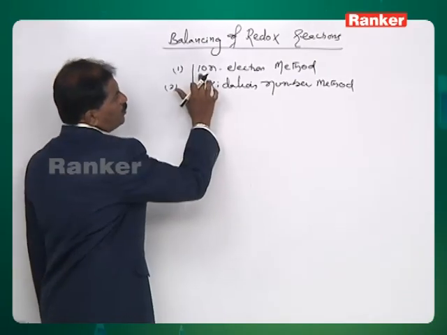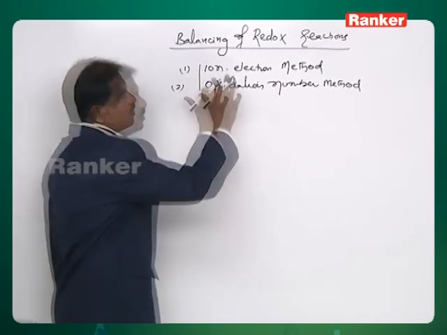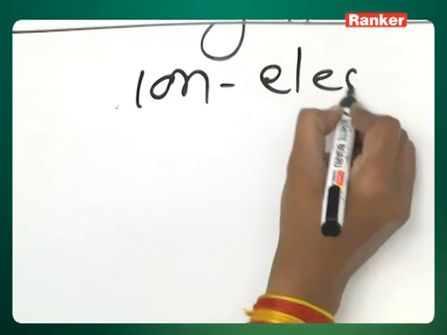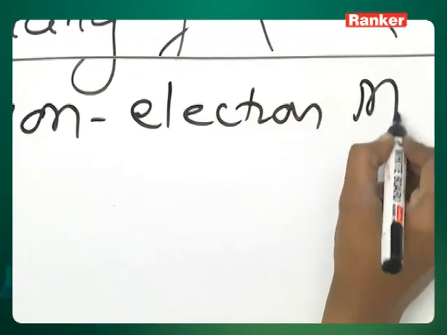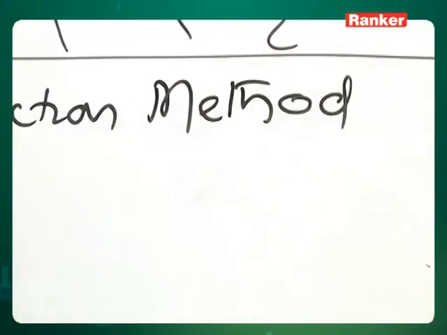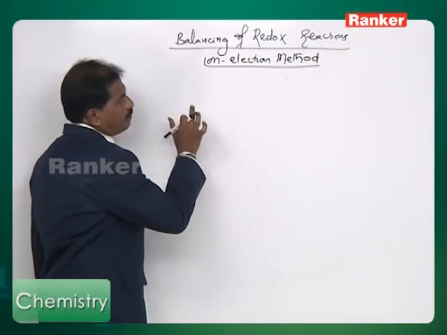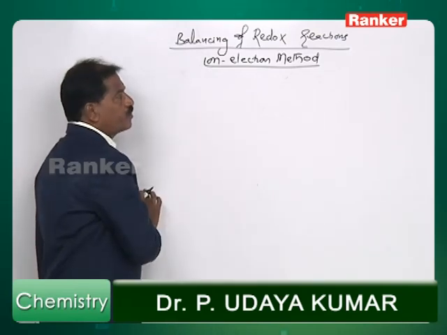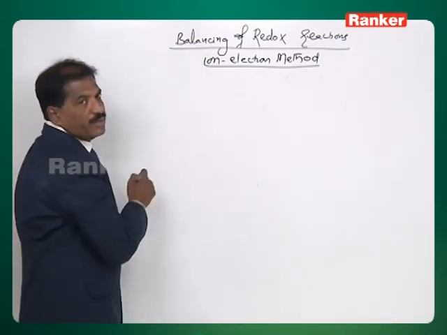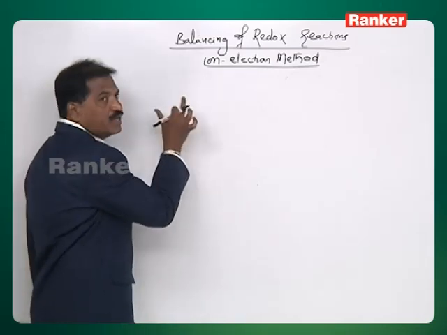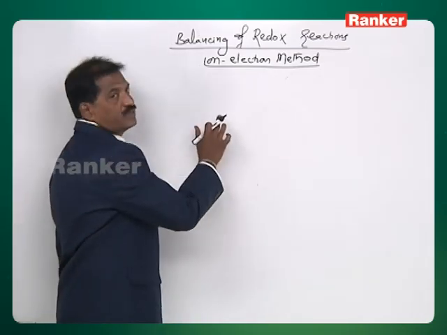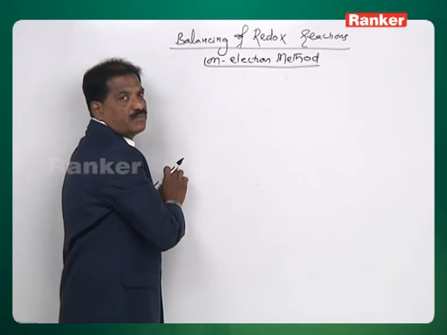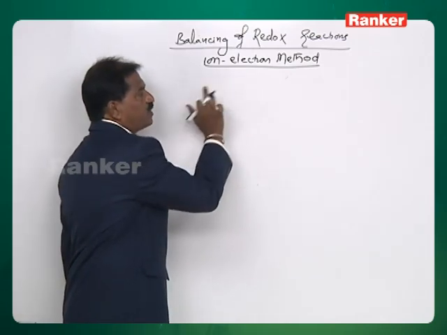Now let us discuss the balancing of the redox reaction through the ion-electron method. This ion-electron method is applicable if ions participate in the redox reaction. The best example is KMnO4. When KMnO4 is used in any reaction, for balancing of the redox reactions we follow two methods. One is the ion-electron method, the other one is the oxidation number method.